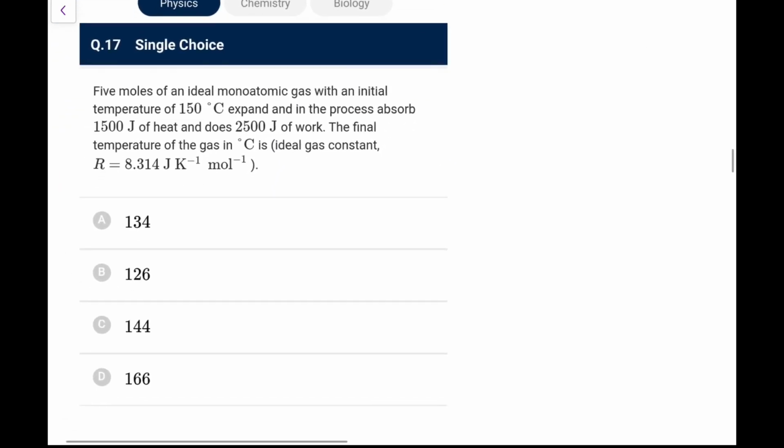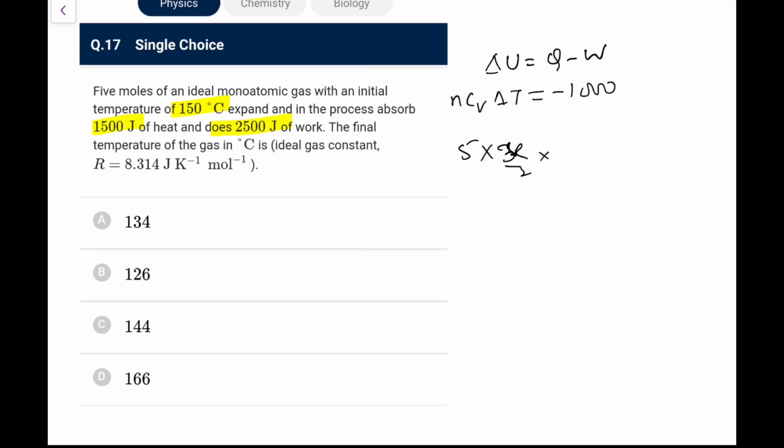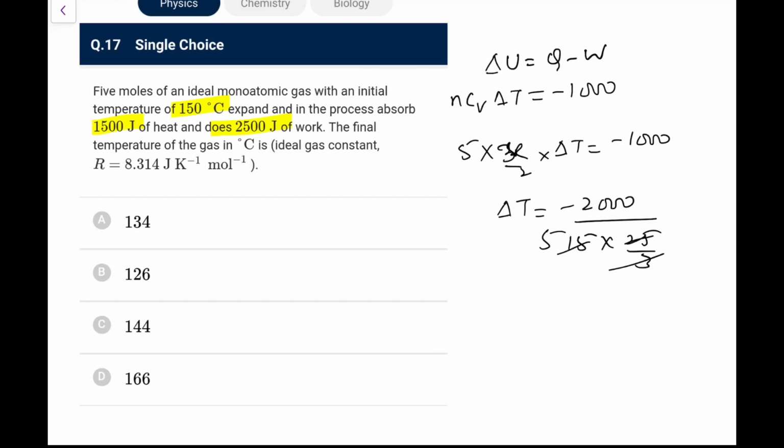5 moles of an ideal monatomic gas with an initial temperature of 150 degrees Celsius is expanded in a process where it absorbs this heat and does this work. The final temperature of the gas is? Directly you can say delta U would be Q minus W, that is minus 1000, and that would be equal to n Cv delta T. So n is 5, ideal monatomic means 3R by 2, I can write Cv. Delta T I am searching for, that is minus 1000. So delta T is minus 2000 upon 15 into R, R is 25 by 3, this is 5. 25 I can write as 80, so minus 80 by 5, that is minus 16 Kelvin. So it will decrease by 16 degrees, so it would be 134 degrees Celsius. Go for option A here.